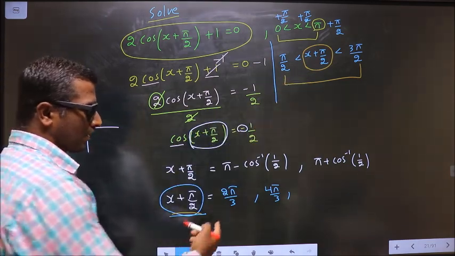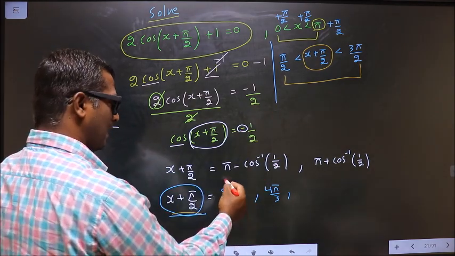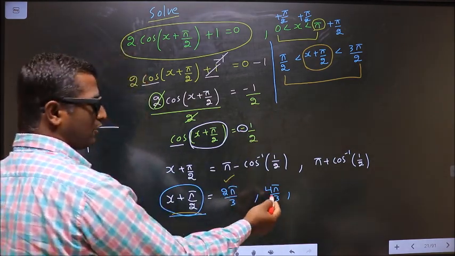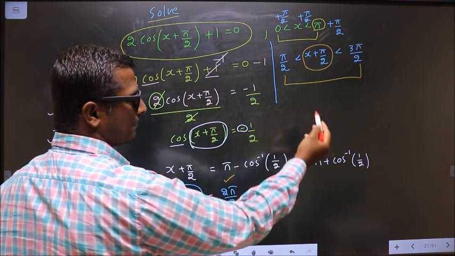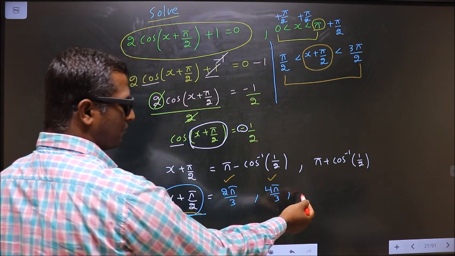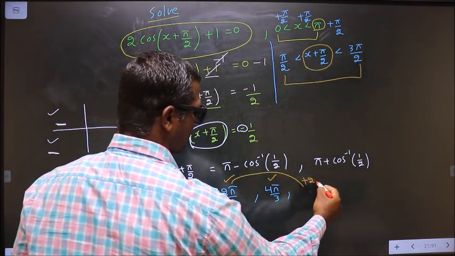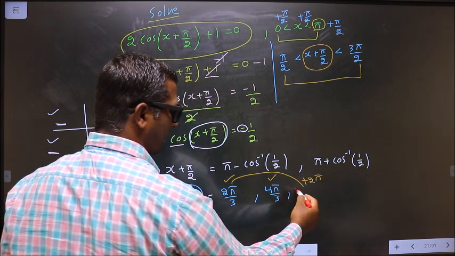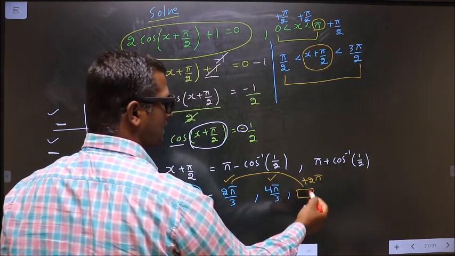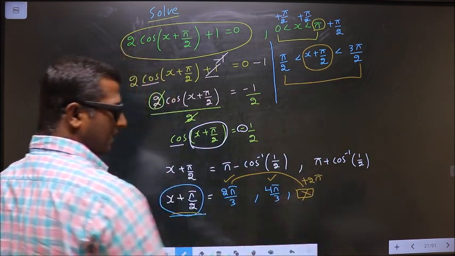Now, does 2 pi/3 lie in that interval? Yes, so accepted. Does 4 pi/3 lie in this interval? Yes, accepted. Now to get another value, add 2 pi to this. When I add 2 pi, I get a value. This does not lie in this interval, so you reject it.